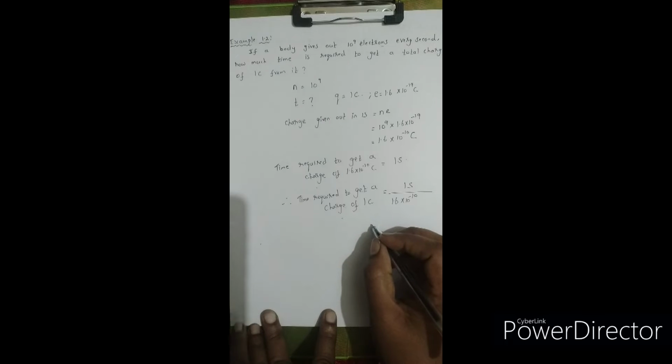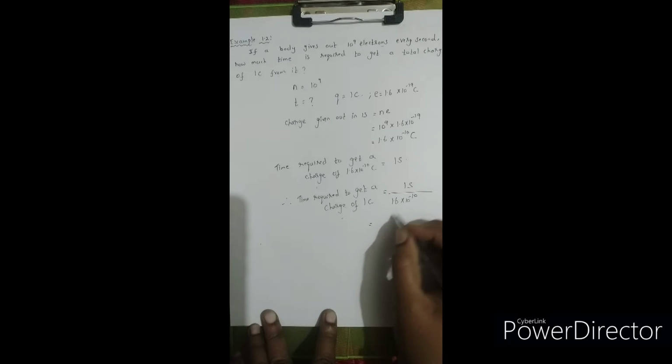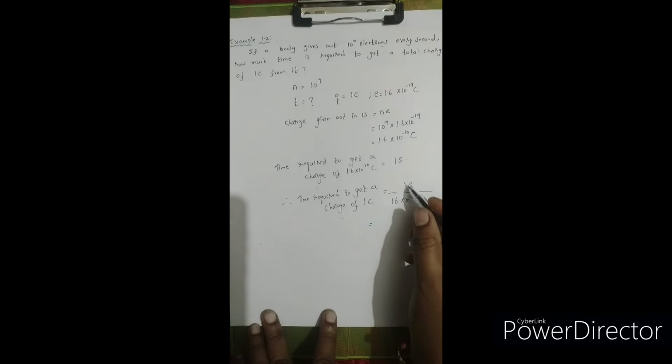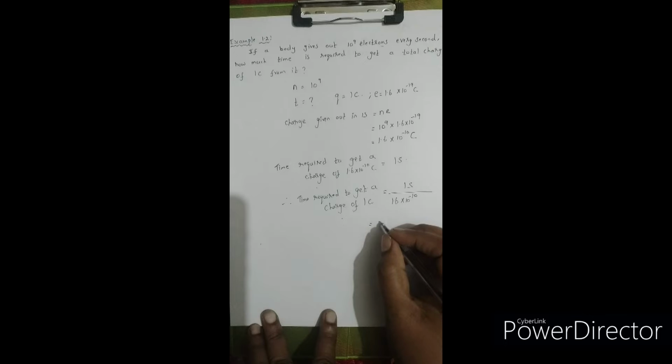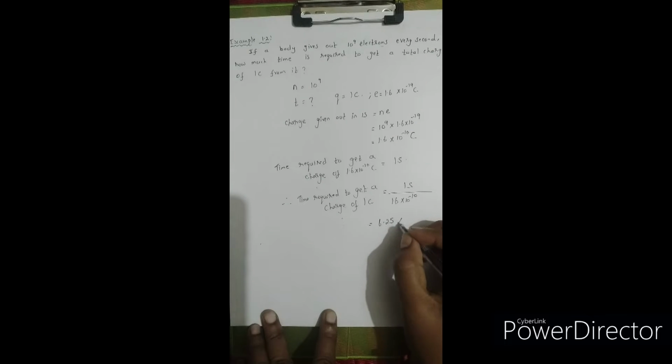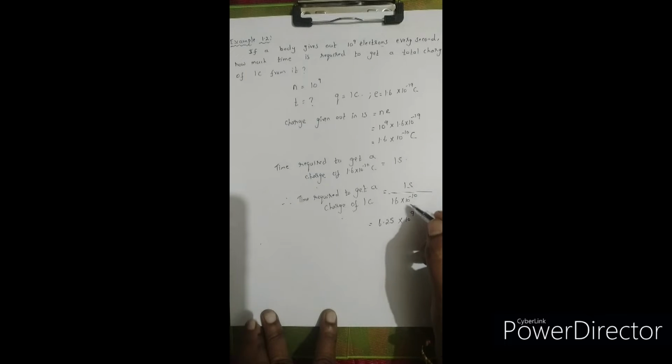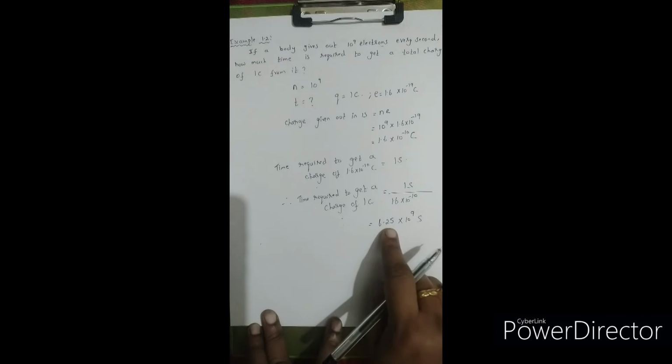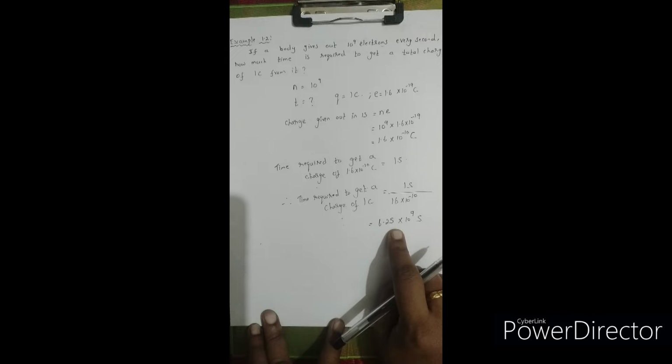So what is this going to be equal to? 1 divided by 1.6 into 10 to the power of minus 10. 1 by 1.6 will be equal to 6.25. So 6.25 into 10 to the power of 9. This minus 10, when it goes up it will become plus 10, and when we change the decimal point it becomes 10 to the power of 9. So the time required to get a charge of 1 coulomb will be this many seconds.